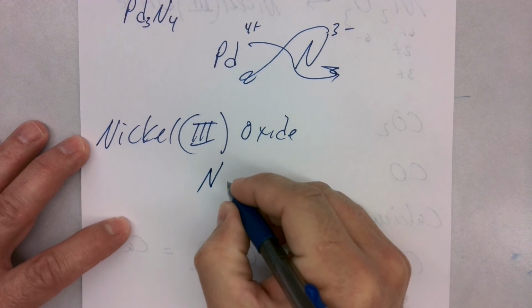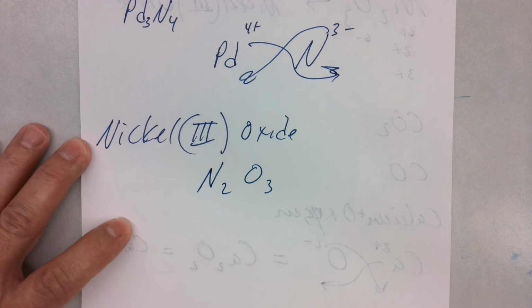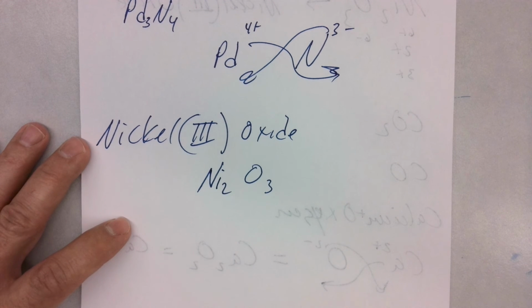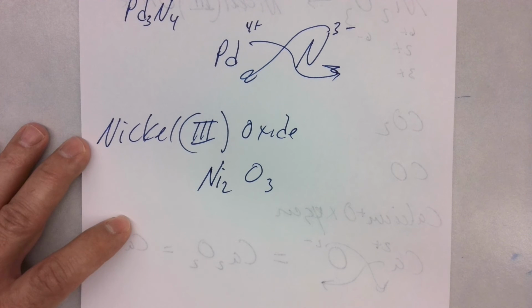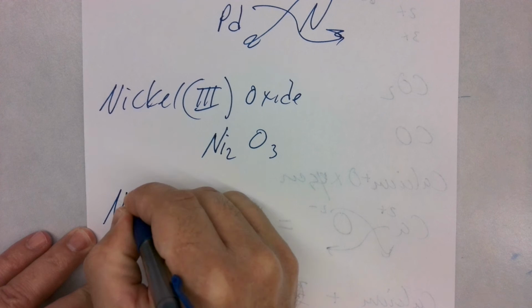N2O3. Isn't it Ni? Oh, Ni2O3. Nickel, not nitrogen, right? Is she right? Yeah. Just like that.